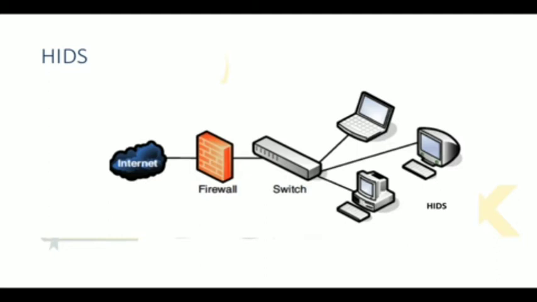Now, a host intrusion detection system runs on individual hosts or devices on the network. It monitors the inbound and outbound packets from the device only, and it will alert the user or the administrator of the network if any suspicious activity is detected. It will take a snapshot of the existing system files and match it to a previous snapshot. If critical system files were modified or deleted, the alert is sent to the administrator to investigate.